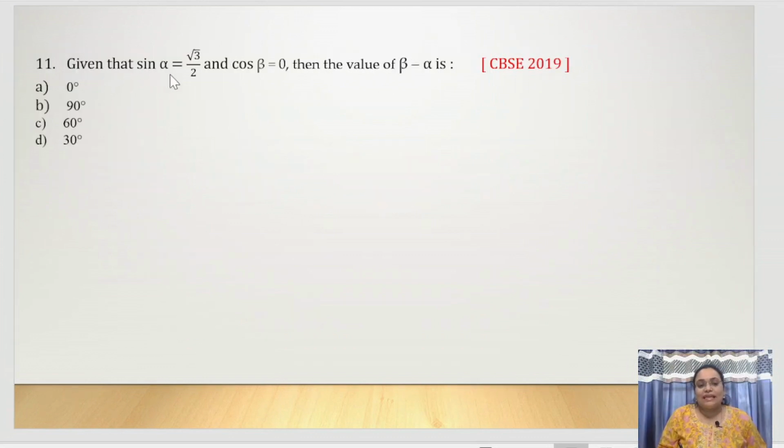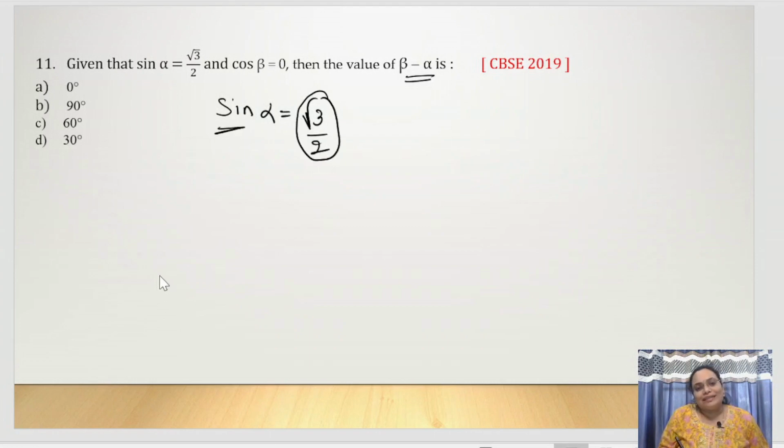Given that sine alpha is equal to root 3 by 2 and cos beta is equal to 0, then find the value of beta minus alpha. So what is given? Sine alpha is equal to root 3 by 2. What is the value of root 3 by 2 in terms of sine? It is sine 60 degrees. So from here we can say alpha is equal to 60 degrees.